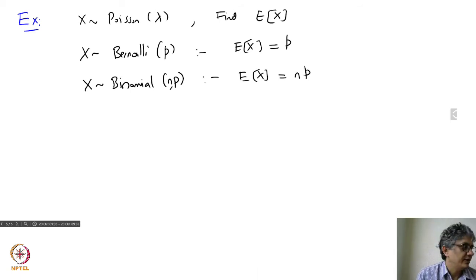One last aspect of expectations of random variables as such as before. Like we have already seen, if you have a random variable X and you have a function of it, then we know how to compute the distribution. You invert the function and then try to compute the distribution.